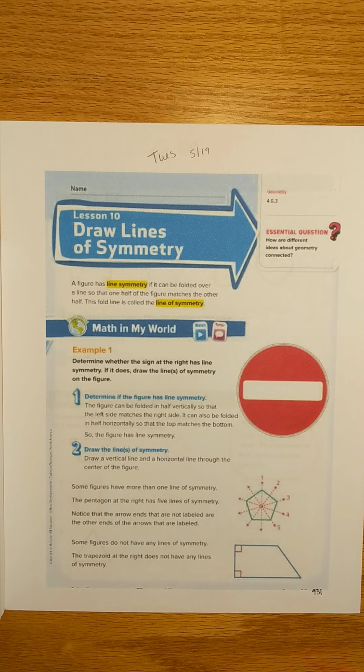At the top it says a figure has line symmetry if it can be folded over a line so that one half of the figure matches the other half. This fold line is called the line of symmetry.